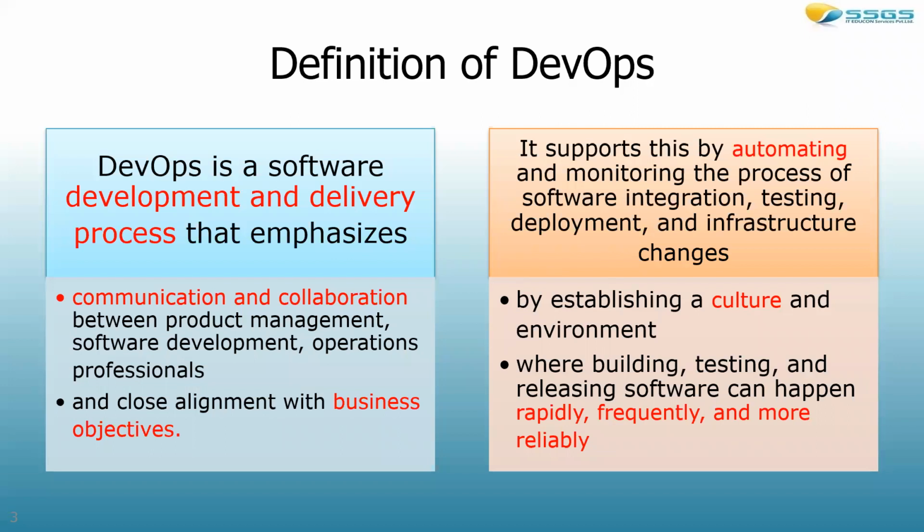It has a very important aspect of communication and collaboration. So it has to be a communication between the developers and the operations people, as well as work collaboratively so that it becomes possible to deliver the software to the customers rapidly. And it also has an alignment with the business objectives. So it's not that we are delinking business objectives.